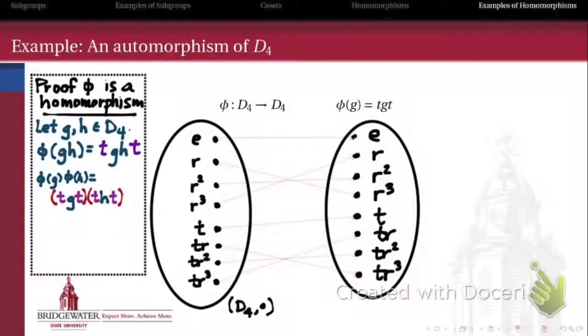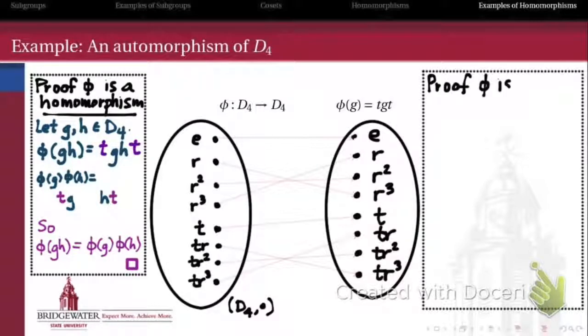Well, phi of g is tgt, phi of h is tht, and then just simplifying this product using first the associative property in a group by getting rid of the parentheses and grouping them around the t's. Then t squared is the identity, so I have tght. We found out that indeed phi of gh is equal to phi of g times phi of h, and therefore phi is indeed a homomorphism from D4 to D4. So that makes phi actually an endomorphism of D4.